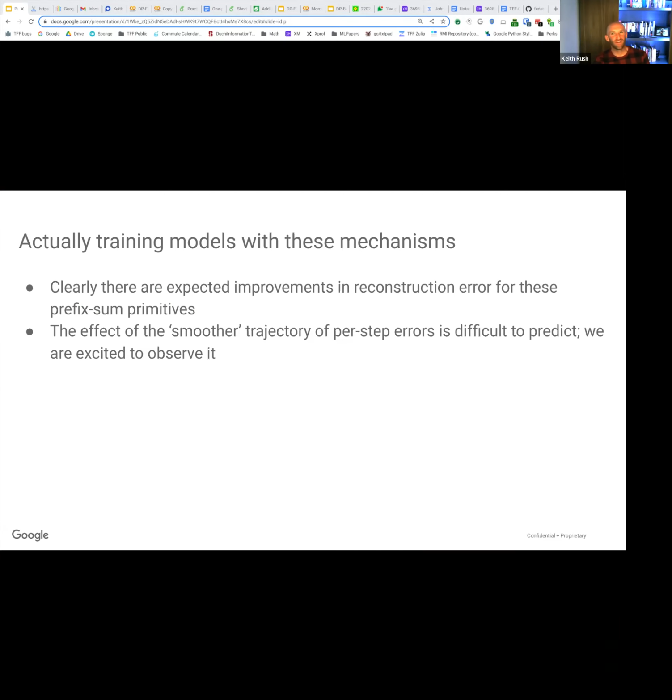Okay, so towards the end here, open problems and upcoming work. First, we've never trained anything with these models or with these mechanisms. So we actually don't know how good they're going to be for this purpose. Clearly, there are some expected improvements, but the effect of that smoother trajectory of the per-step errors is really difficult to predict. I have no principled way to predict that. We're excited to observe it, because you would really imagine that a super spiky variance would certainly be significantly suboptimal for training a machine learning model, but who knows?